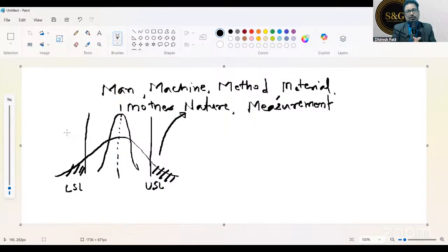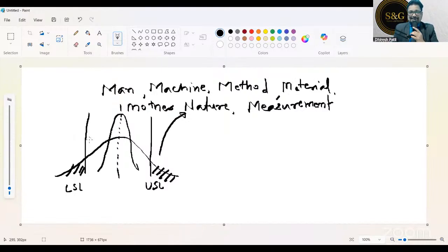Everybody's clear with this? Just give me yes in the chat box. So we ask the question why there is more variation in the process. What are the man reasons? What are the machine reasons? What are the material reasons? What are the mother nature reasons? What are the measurement reasons? All these reasons we identify, then we work upon them and reduce the variation. And by reducing the variation, we reduce the defects. Clear, everybody? This is a fundamental, everybody understood? Thank you very much for the confirmation.